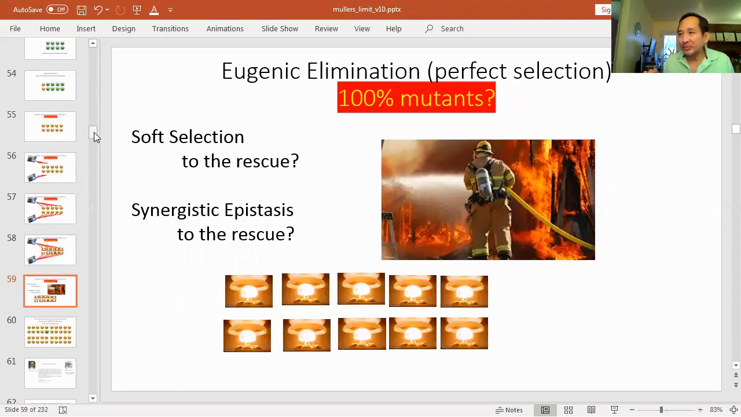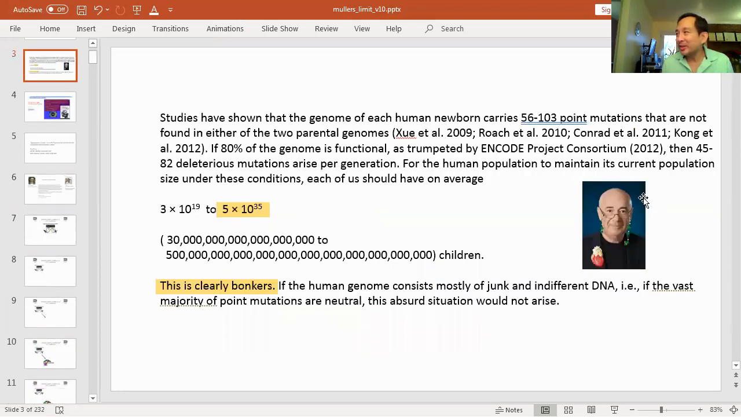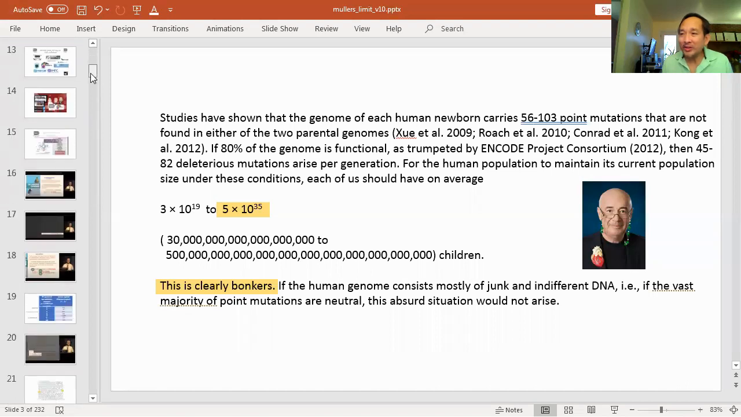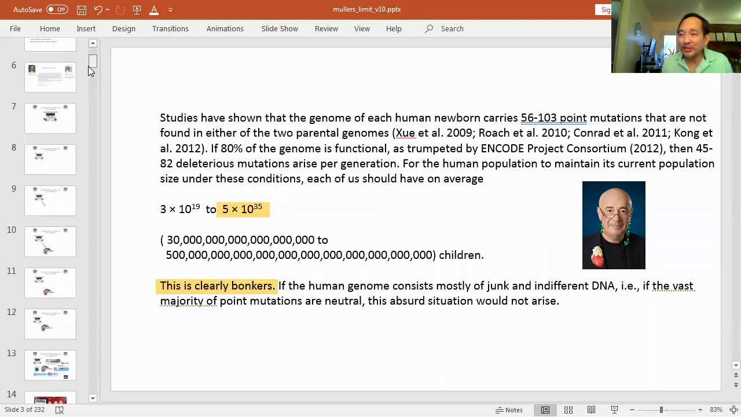Can you explain shortly what this means, soft selection and synergistic epistasis? I'm not familiar enough to do the topic justice. And I'll tell you why I decided not to be familiar enough with them. Dr. Graur here, who's also a respected evolutionary biologist, this calculation shows he doesn't believe that those mechanisms are valid. Awesome. I'll tell you what happened a little bit, because there are evolutionary biologists like Kondrashov who worked at the NIH. Let's see if I have a picture of Kondrashov.